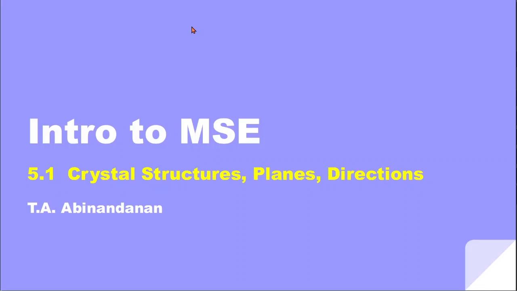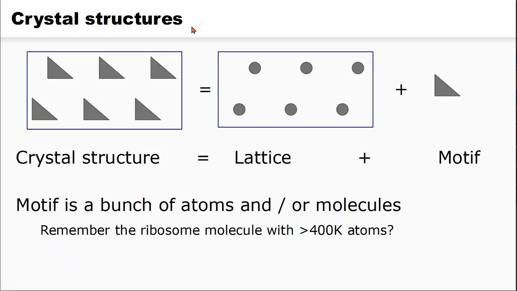Before we take the plunge, we need to distinguish between crystal structures and crystal lattices. As you can see in this slide, the crystal structure is defined essentially as a combination of the crystal lattice and a motif. Motif is a fancy word for a bunch of atoms or molecules, and this bunch can be quite complicated and messy, especially for crystals of importance in biology, such as proteins.